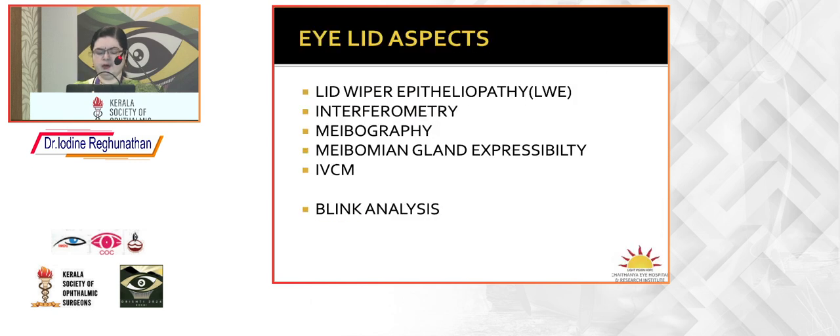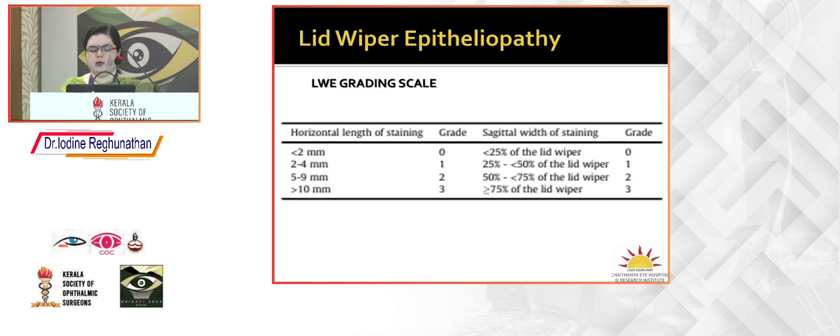Coming to the lid aspects, first is lid wiper epitheliopathy. It's the area of the lid wiper, that is, where the lower lid rubs on the conjunctiva. The staining produced is measured. Horizontal length of staining and the sagittal width of staining are measured, and it's graded accordingly.